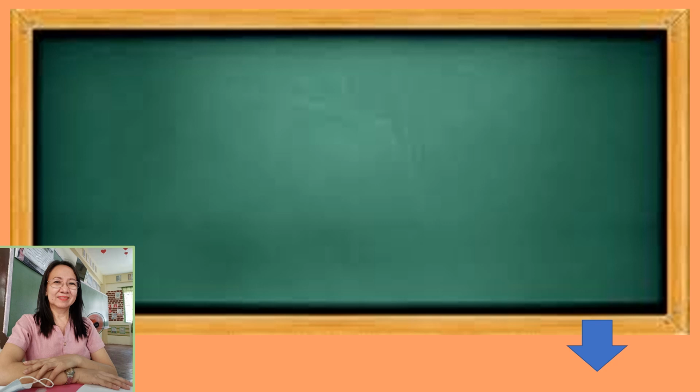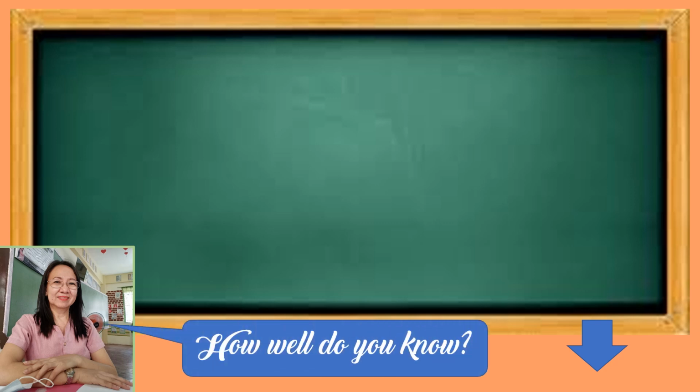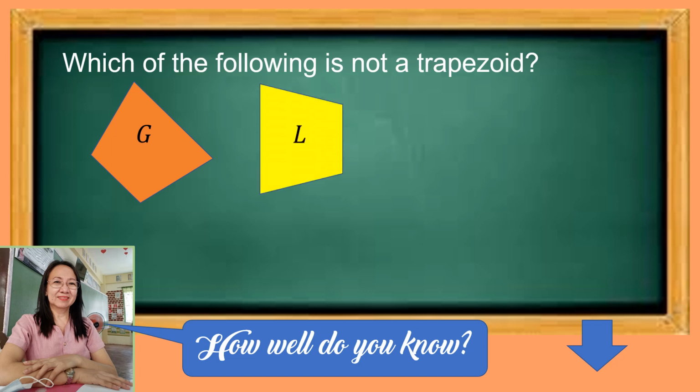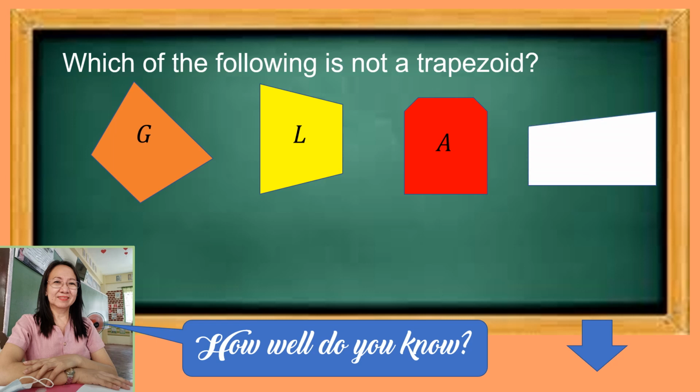Okay, we are done with all the concepts pertaining to the trapezoid. And how well do you know about this? Which of the following is not a trapezoid? Is it our figure G? Is it the figure L? Or is it figure A? Or figure D? So put your answer in the chat box.